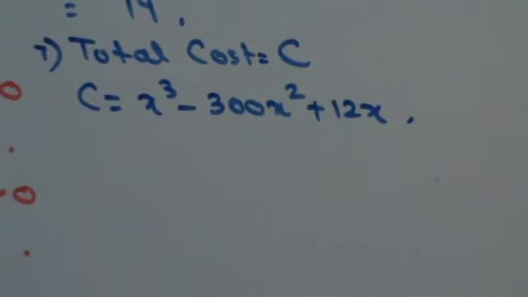Find the value of x for which the marginal cost is decreasing. Now first of all guys, what do we understand by marginal cost? Marginal cost means the cost of producing one extra unit.